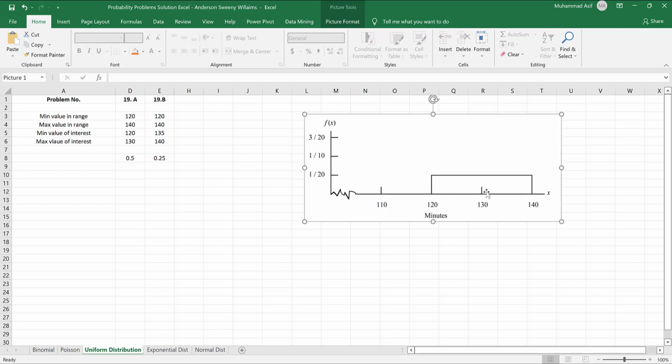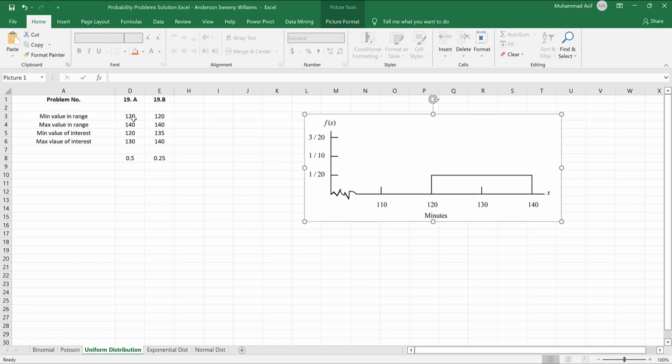And this distance from 120 to 130 is 10 multiplied by 1 over 20, that's a height, and that will be 50% or 0.5, that will be the probability. And the same thing is also used here in developing a formula.